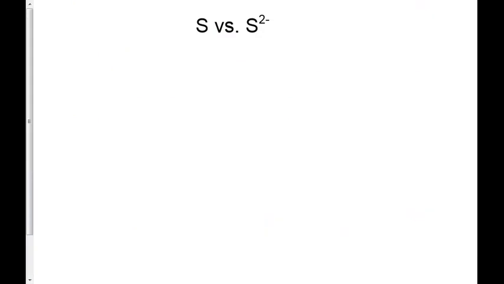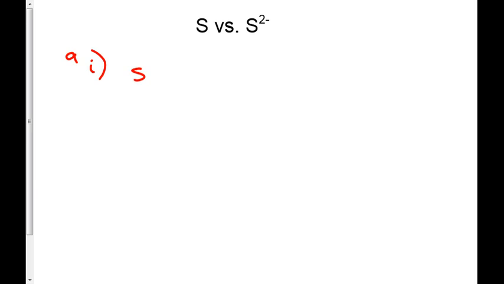Okay. Here we go. Oh, I flipped the page. Consider the two chemical species, S and S2 minus. Again, over half of you did not get that electron configuration right the other day. And that really was hard. So here's your chance.